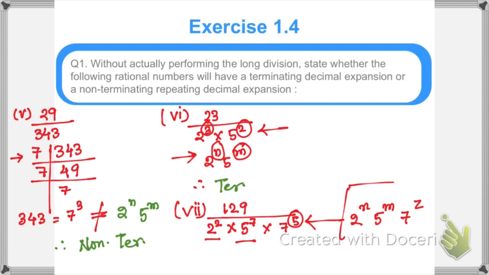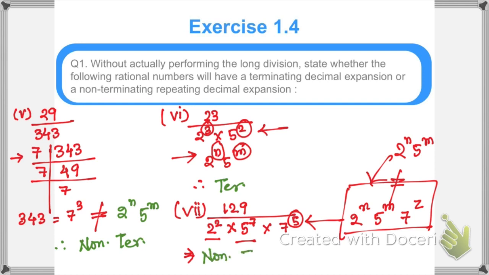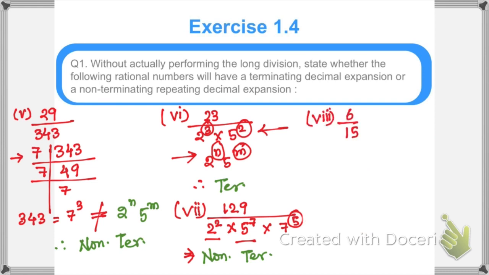So this is not the general form that we need. The general form should be 2 to the power n 5 to the power m. Therefore this is not equivalent to this, and therefore it is also a non-terminating decimal expansion. Moving on to the next question. So our next question is 6 by 15.